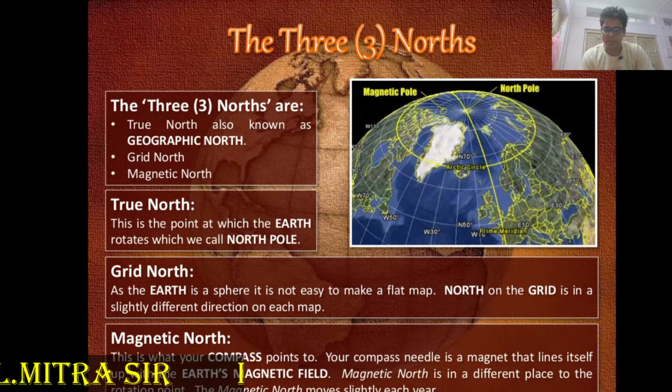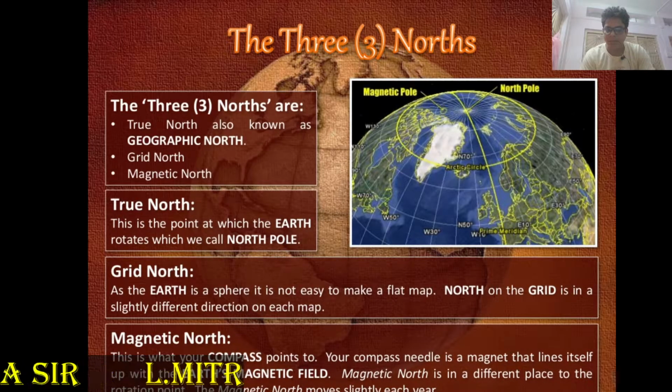So firstly, we have to know what the Earth axis is. The Earth axis is an imaginary line which passes through the middle of the Earth, and on the basis of this line the Earth rotates. So this is the true north. Another is the grid north.